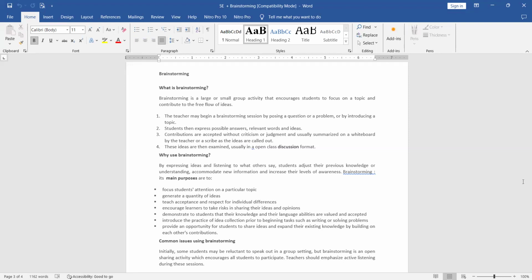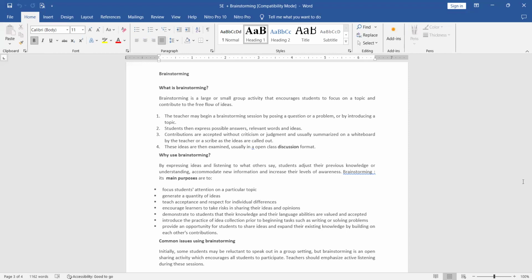When you want to do a brainstorming, you can have it as a whole class. Teacher in front, the whole class is there. So it's a large group. Or you can put them into small groups. So brainstorming can be conducted as a whole class activity or a group activity, right? Okay. So you want the students to focus on a topic and contribute to the free flow of ideas. What is it? Free flow of ideas. That is very important. You have to keep that in mind.